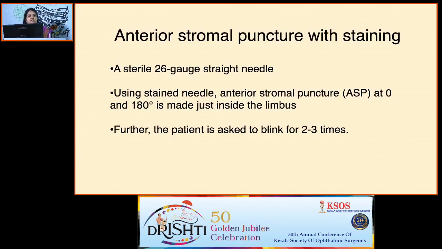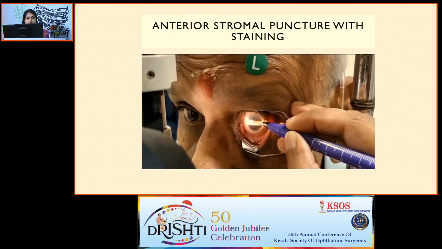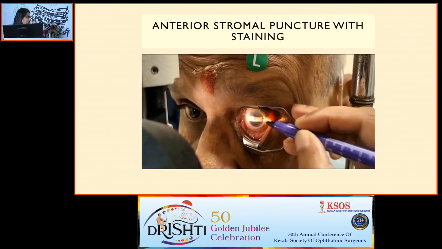So next is the anterior stromal puncture with staining. Here 2 methods can be used. First is using a stain needle, a 26 gauge needle. Anterior stromal puncture can be done at 0 and 180 degree just inside the limbus. Further, the patient is asked to blink 2 or 3 times. Another method is here, there's a video demonstrating the other method.